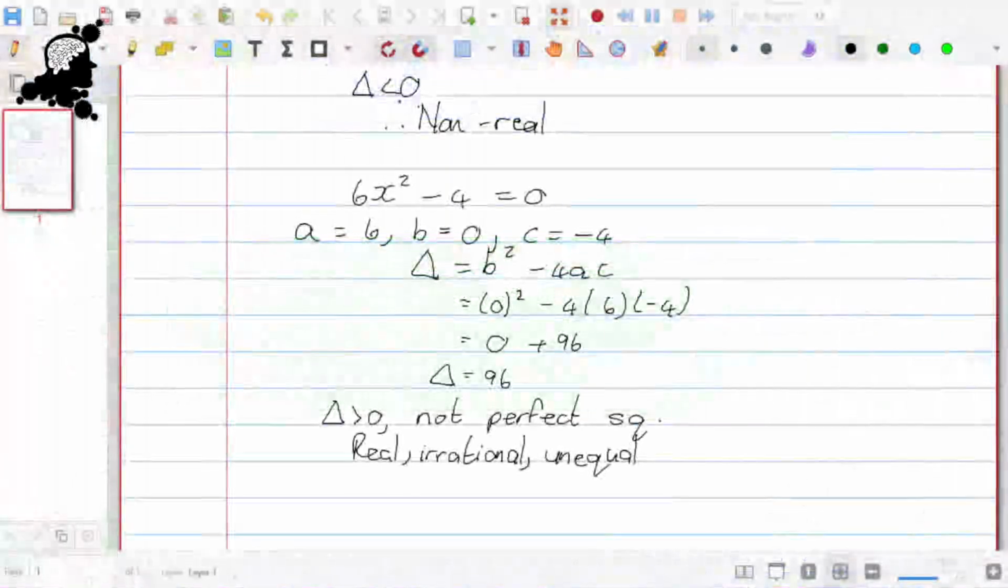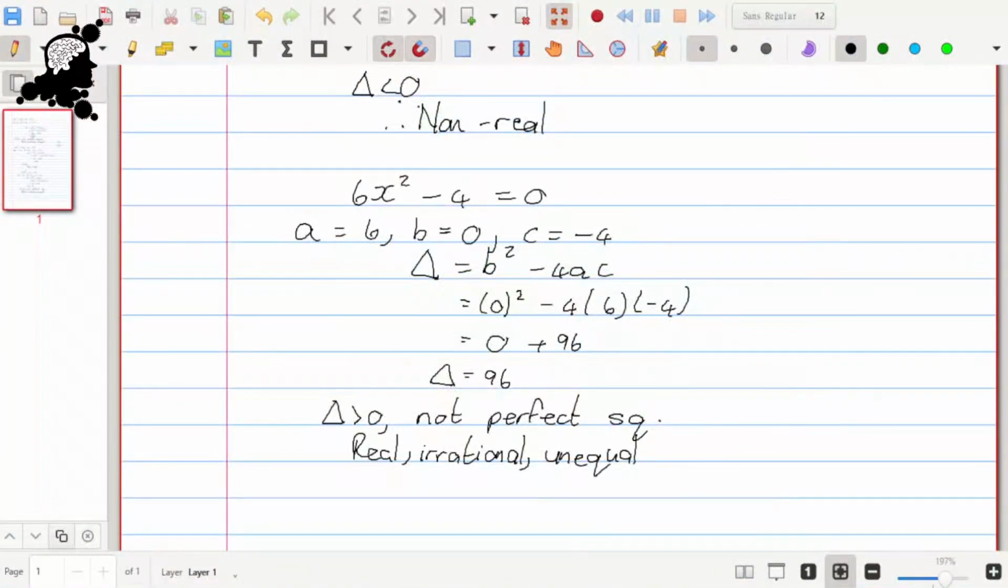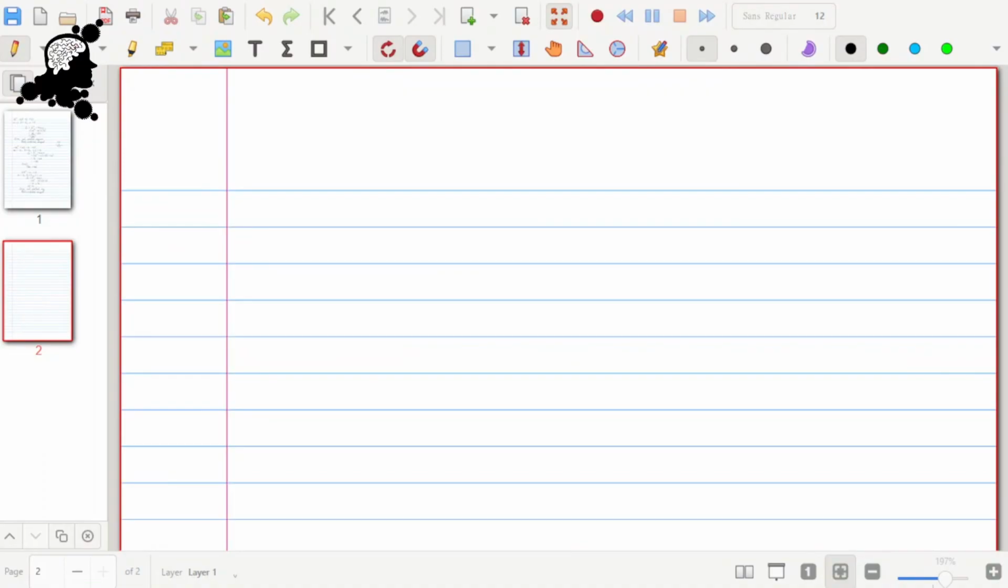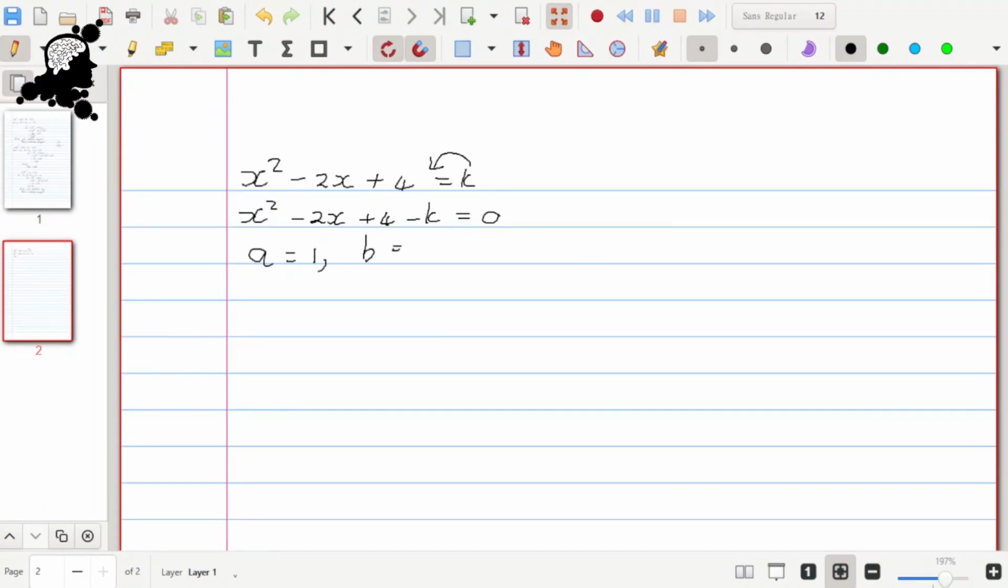Let's go to our writing pad, and I'm going to open a new sheet of paper. And let's look at this equation together. So we have here x squared minus 2x plus 4 is equal to k. The first thing we want to do is to take k to the other side. So we're going to have x squared minus 2x plus 4 minus k is equal to 0. So the value of a is the coefficient of x squared, which is 1. The value of b is the coefficient of x, which is minus 2. The value of c in this case is going to be 4 minus k.